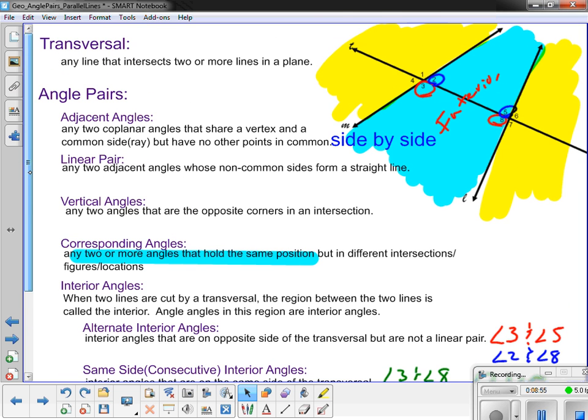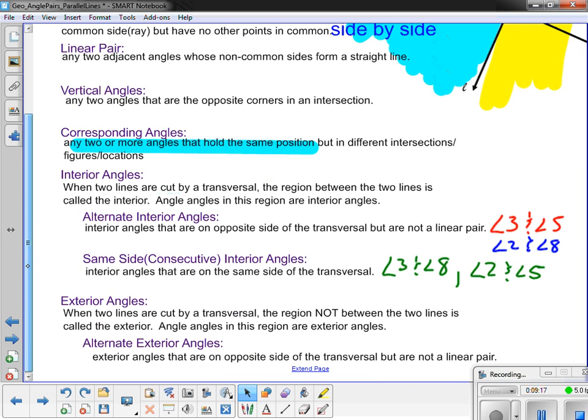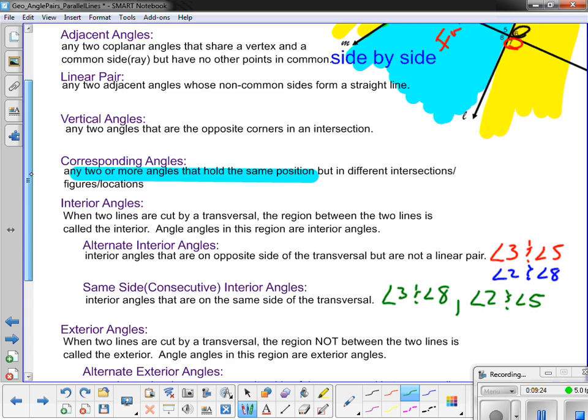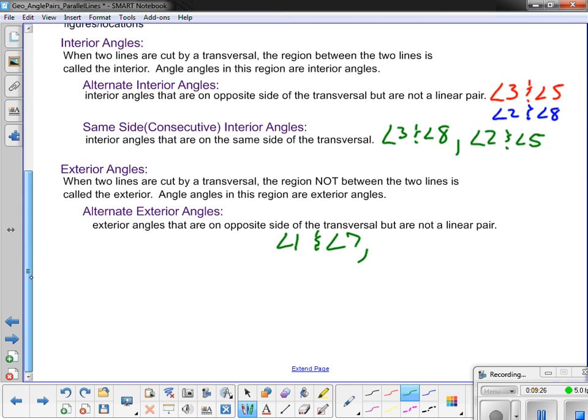Now, when I look at the 6 and 7, 8 is interior, so it's not going to be one of those. 7 and 1, 4 and 5 work. 7 and 1 are alternate exteriors. They're in that yellow region outside of the two lines, and they're on the opposite sides of the transversal. So angle 1 and angle 7, I've got to extend this a little bit. And then what did we say? Angle 4 and angle 6.